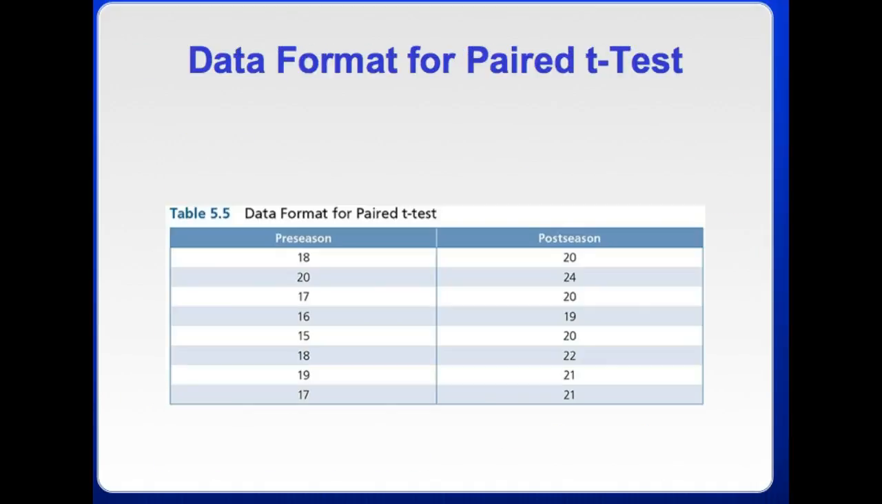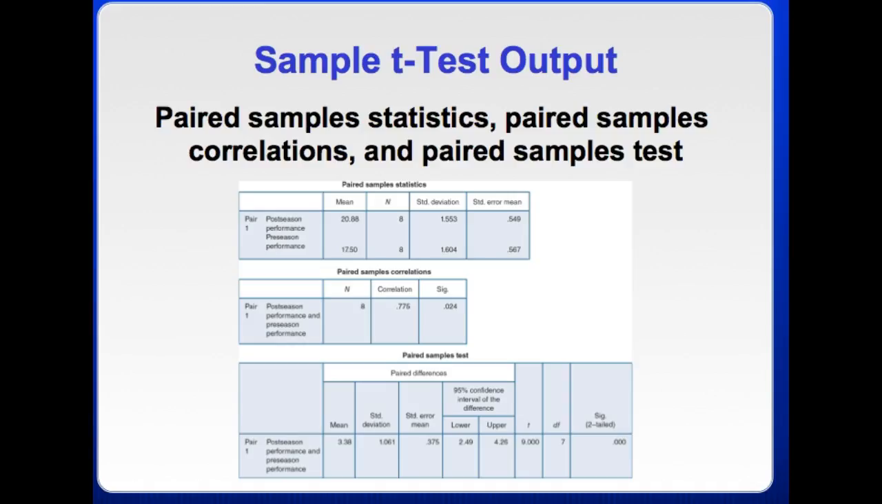And then you've got your data format for a paired t-test. You've got preseason and postseason right there. And then here's your sample t-test output. And so you can really read the significance. Was there a correlation? Was there a standard deviation? You can read all of those right there.